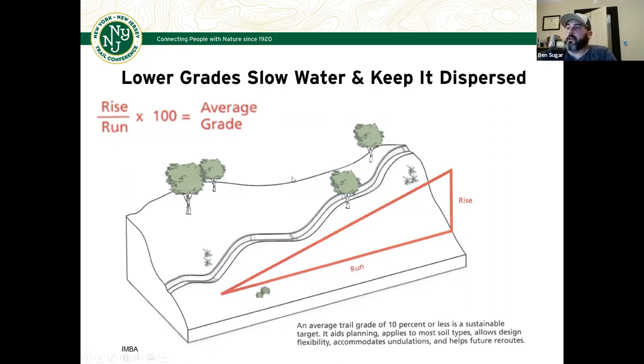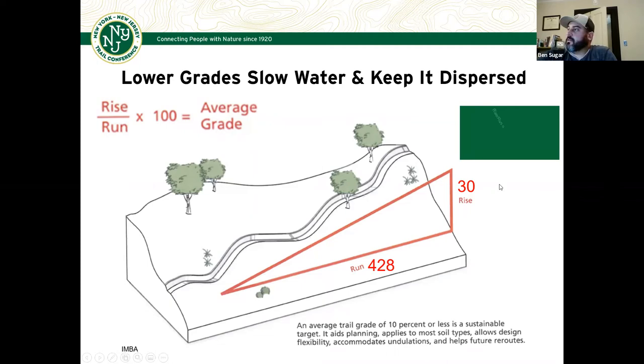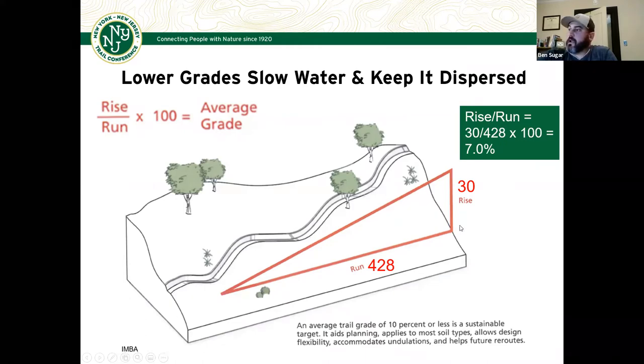But when we talk about grades, or the overall slope that trails are on, we talk about rise over run. And we talk about it in terms of percentage. So say the run here is 428 feet and the rise is 30 feet. So that's a 7% grade, meaning for the distance of run that it has, the rise is 30 feet.